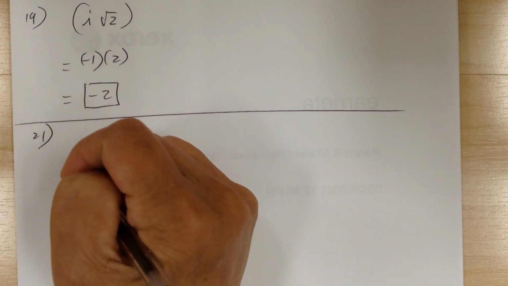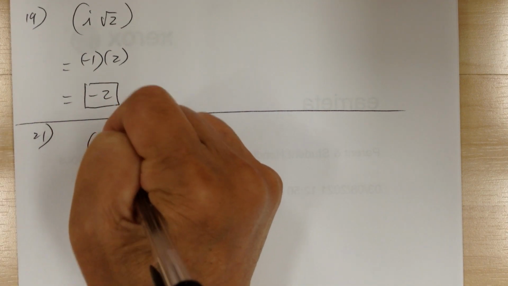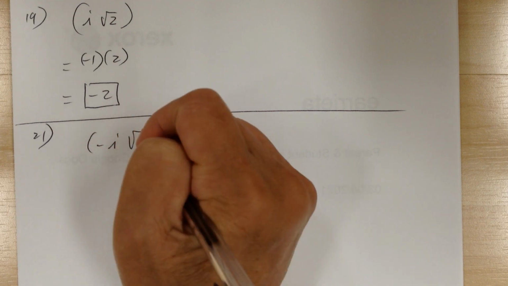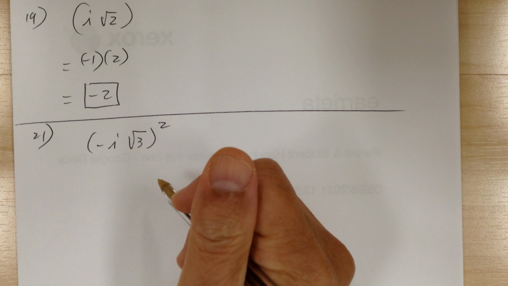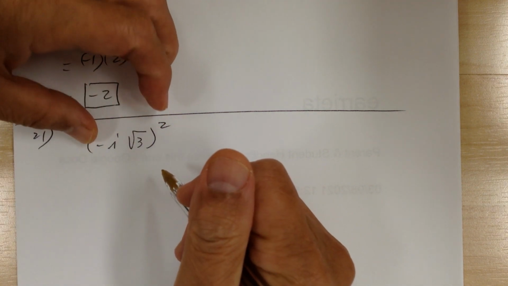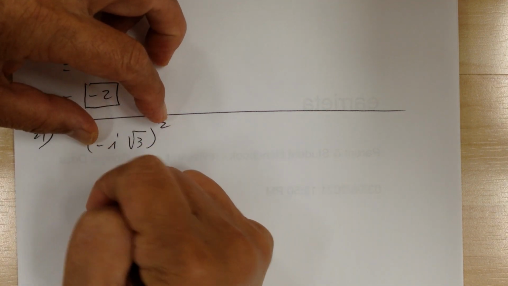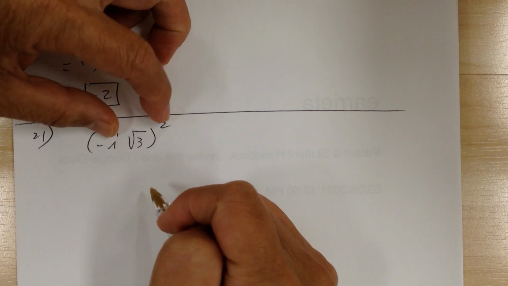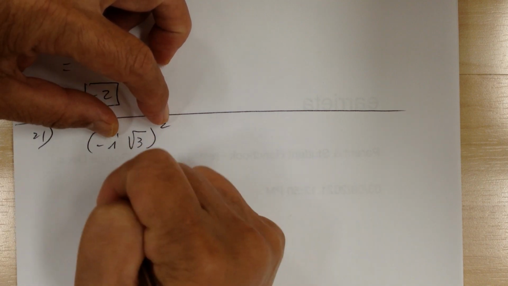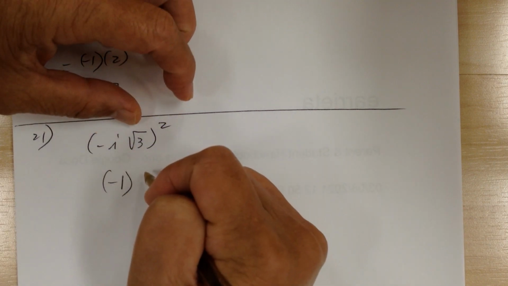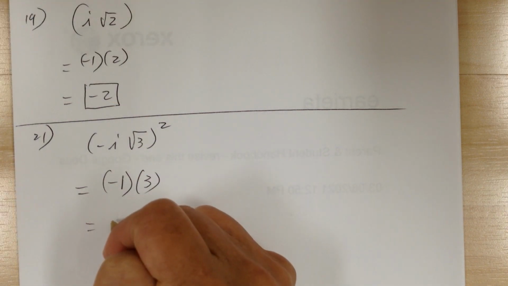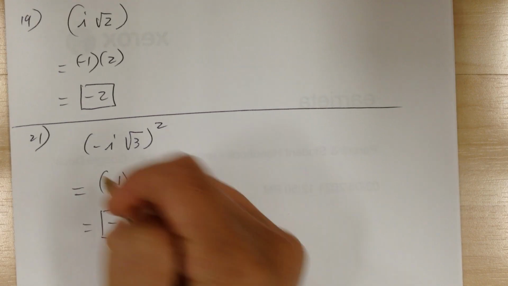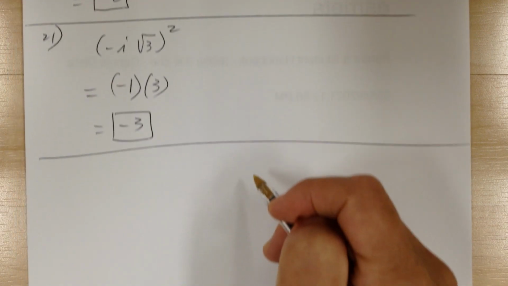Number 21, -i squared of 3 squared. So again, you square each part. So -1 squared is positive, so you don't have to do anything. i squared is -1. And square root of 3 squared is equal to 3. And so your answer will be equal to -3. So you can just do each part.